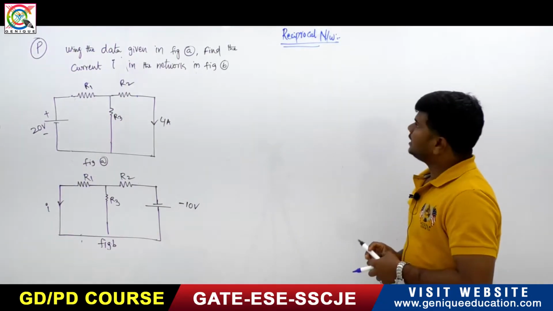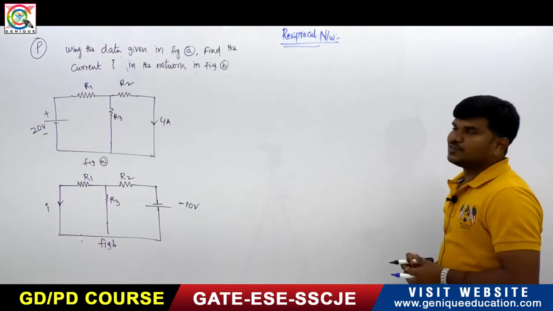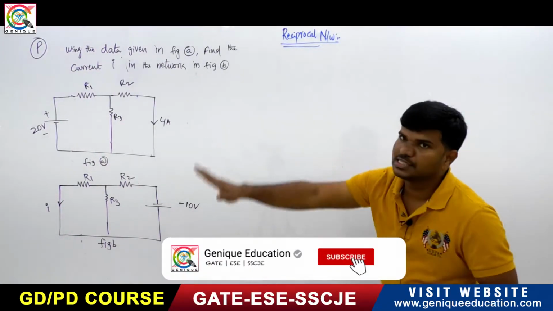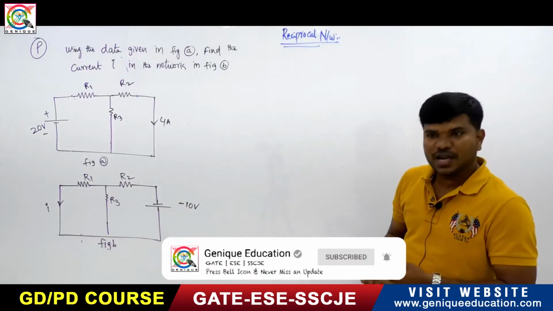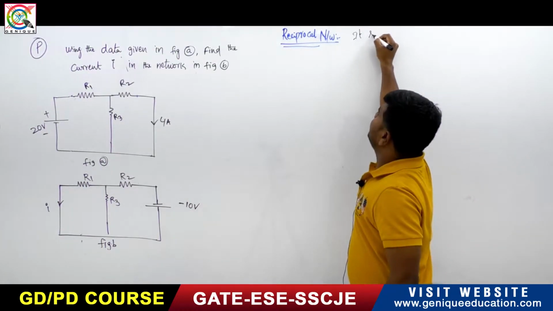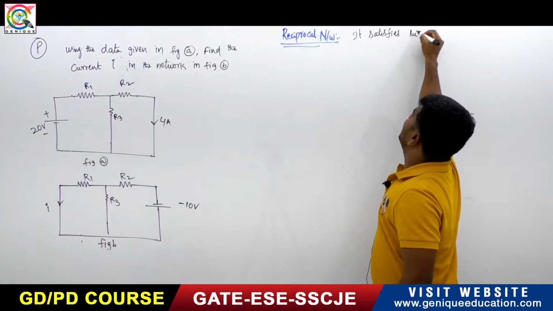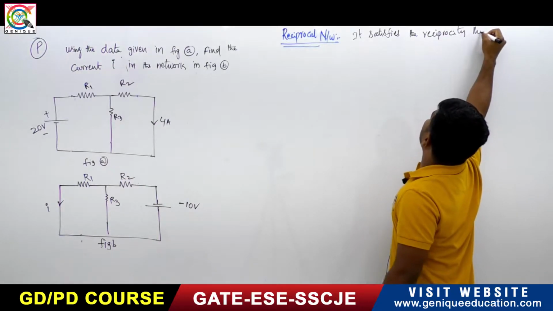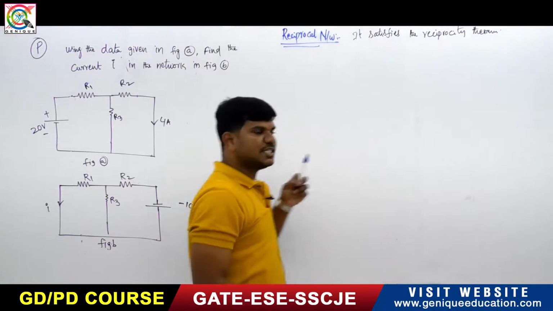A linear and resistive network is called a reciprocal network. The network which satisfies the reciprocity theorem is called a reciprocal network. If it is a reciprocal network, it satisfies the reciprocity theorem. This is the point you have to understand.